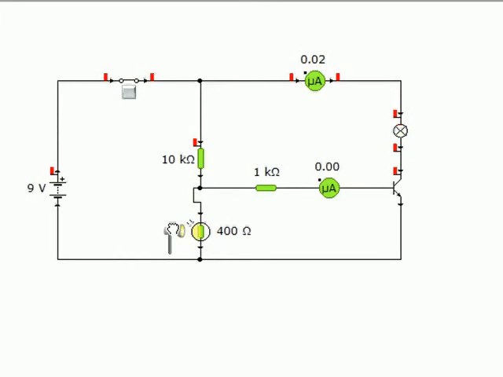I am merely changing the resistance according to the light level. And the transistor is switching cleanly. Off, on. So I can make, if you like, an automatic switch that responds to a stimulus.